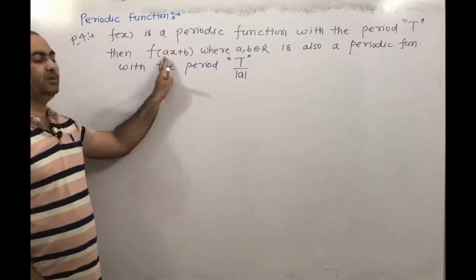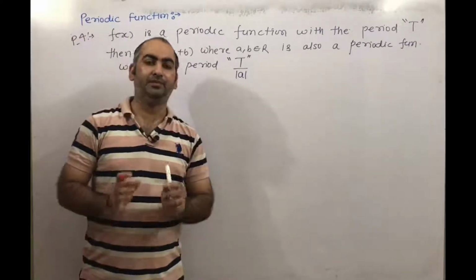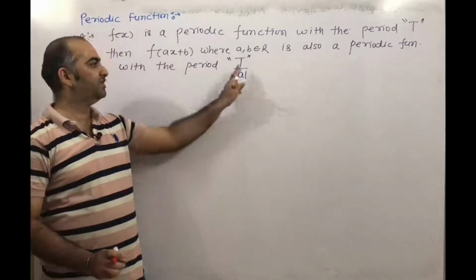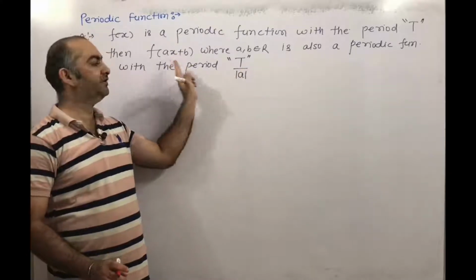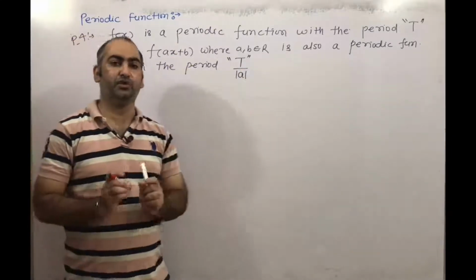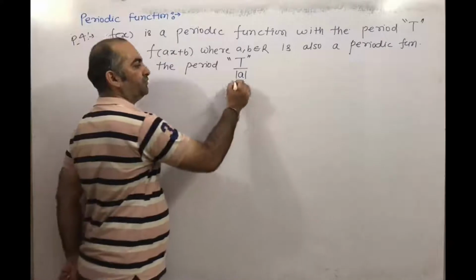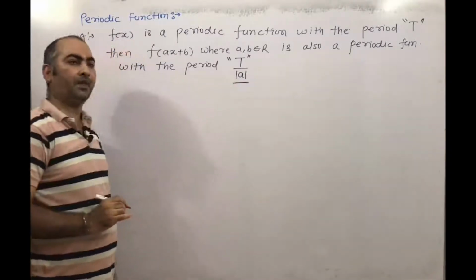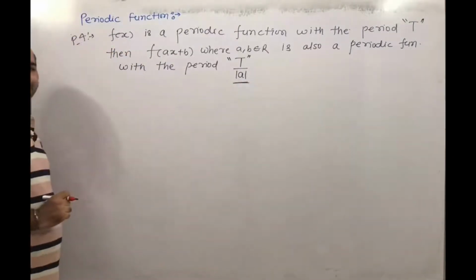Because A can be positive or negative, and the period is always positive. So if T is positive and A is negative, then we have to take the modulus here because the period is positive. To make the period positive, we have to divide by the modulus of A. Now, how to prove this one?